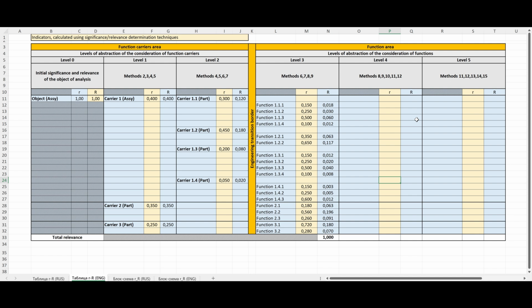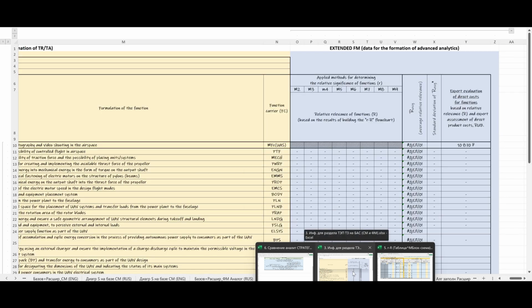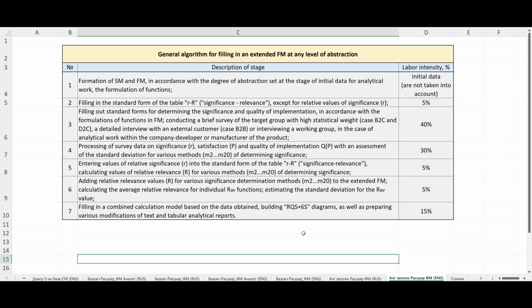Accordingly, the conditional boundary of the engineering transition now becomes not horizontal as in the flowchart, but vertical, and divides the table into two blocks or two areas: an area of function carriers and an area of functions. For each block or area, a list of their corresponding abstraction levels is provided, as well as methods for determining the significance of functions in accordance with the table of significance methods discussed by us in issue number 11 of the theoretical course.